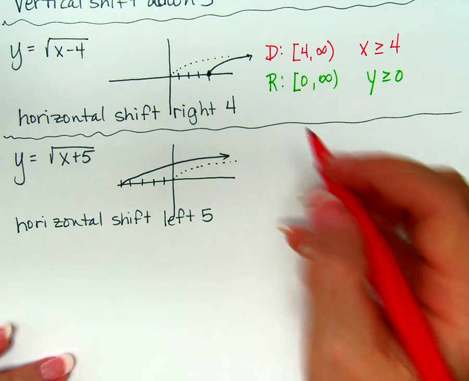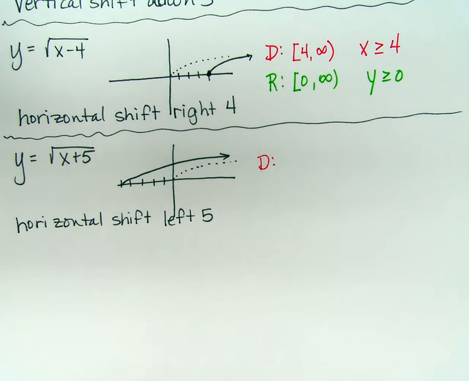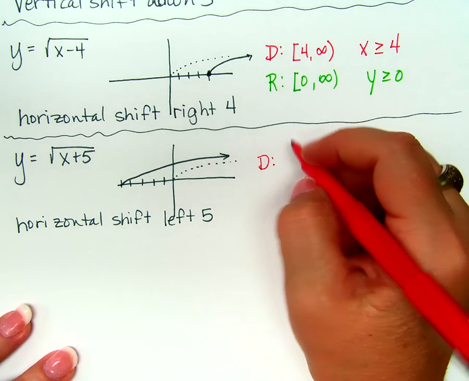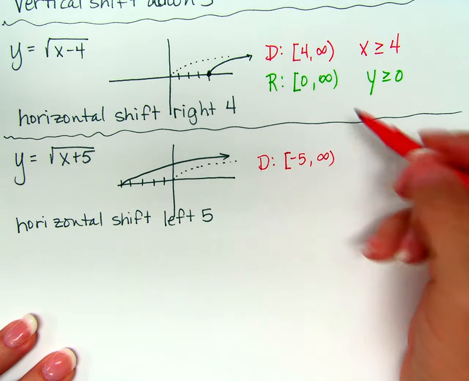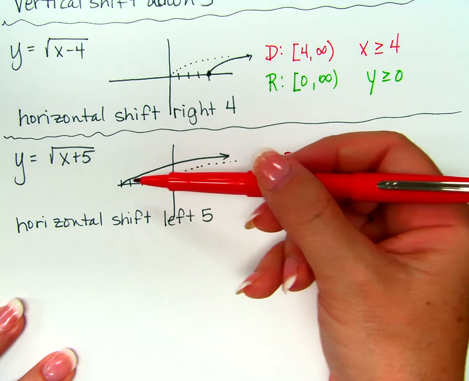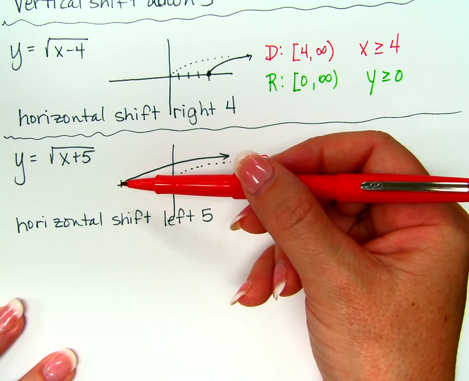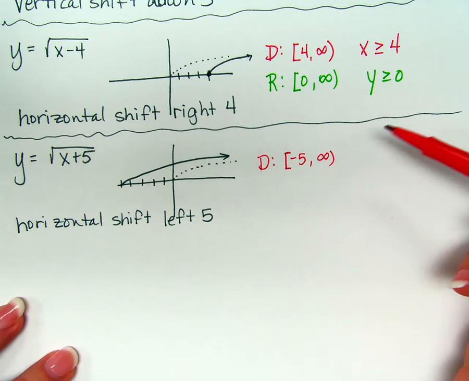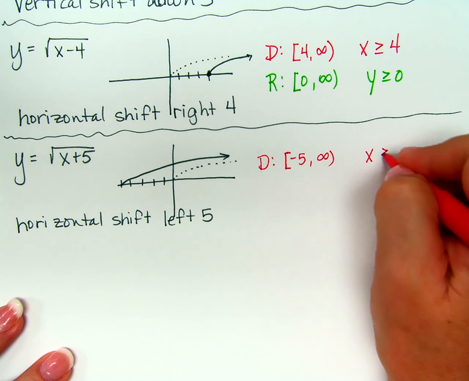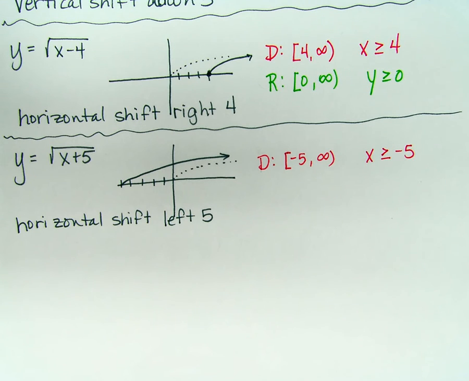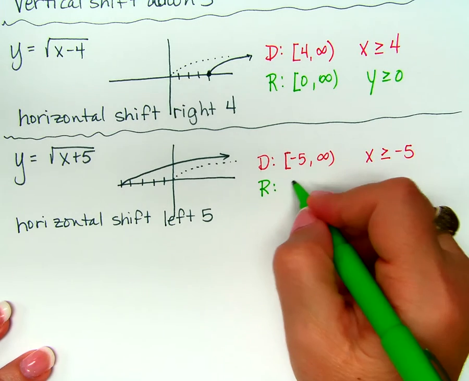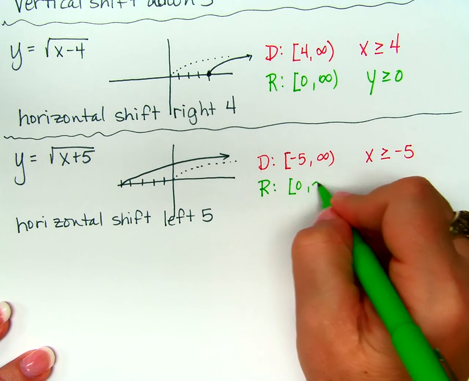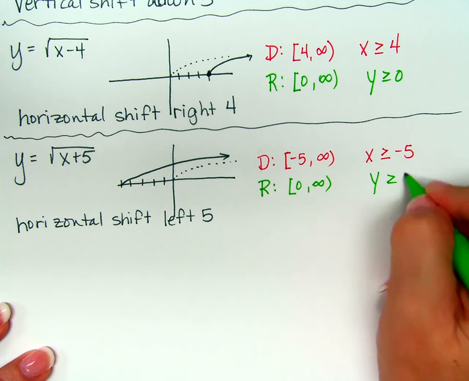Somebody who hasn't answered yet. What's the domain? -5 to infinity. See, look, how far to the left does it go? -5. How far to the right does it go? All the way. So x is greater than or equal to -5. What about the range? 0 to infinity. So y is greater than or equal to 0.